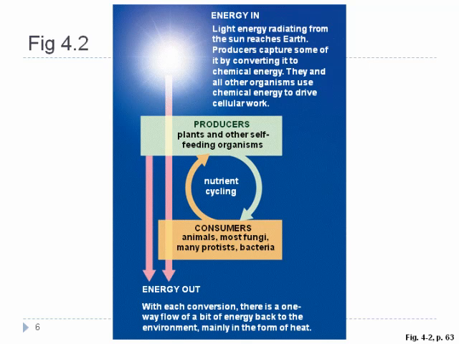So this is that figure that I mentioned that we were going to look at. Energy is brought in by light. Light energy radiating from the sun reaches the earth. Plants and other organisms that have chloroplasts capture some of that light energy and convert it to chemical energy. So those producers, those plants, help to produce energy that the consumers take in.